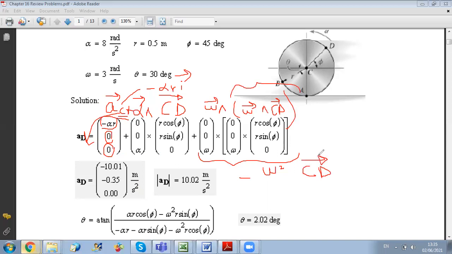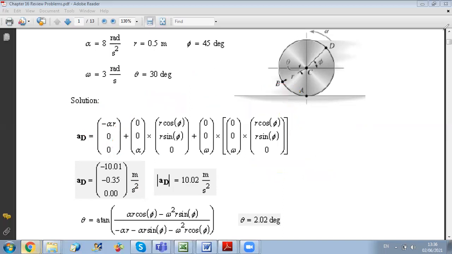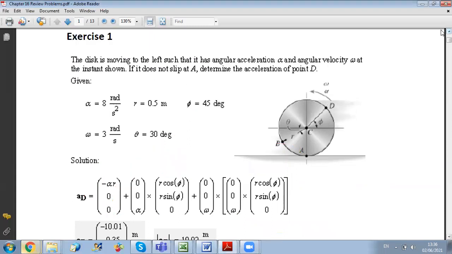Now, let us find what are the vectors that are missing for us. We found AC together, then we need to find alpha, CD and omega. So let us look at our figure. Concerning alpha, alpha also is counterclockwise. So it's along positive K. So alpha is equal to 8K.